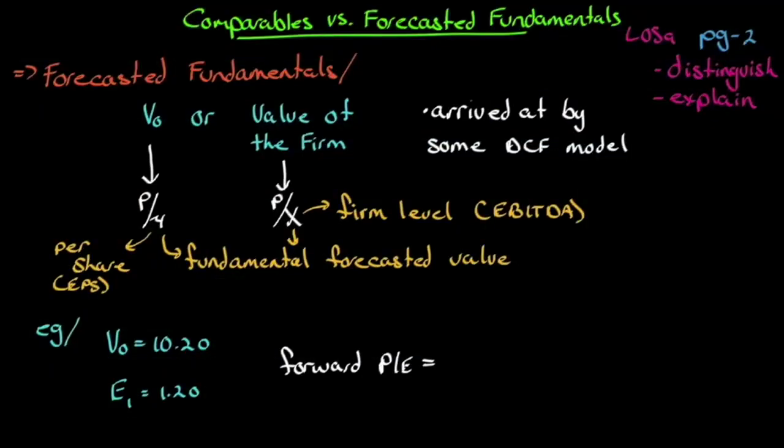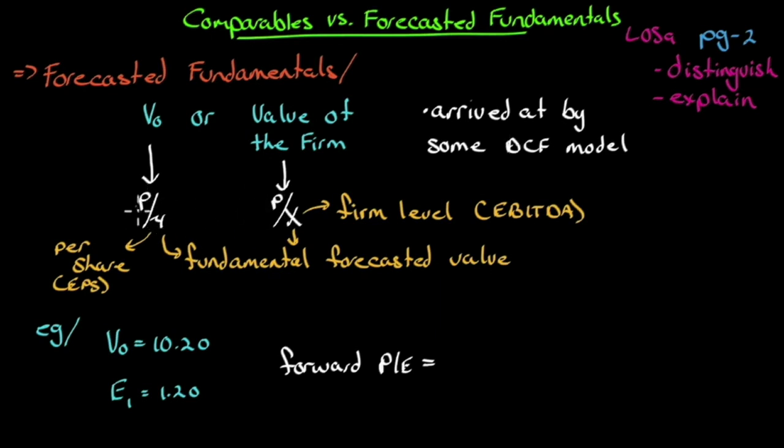All right, let's look at forecasted fundamentals and the use of that. When we're doing this approach, we're arriving at some intrinsic value per share or some value for the firm, some enterprise value. So we'll come up with the V0 or the value of the firm. And this is arrived at by some discounted cash flow model. We've already seen the dividend discount model. We've seen free cash flow to equity, free cash flow to the firm. We still have one more to get through, which is residual value, which is next.